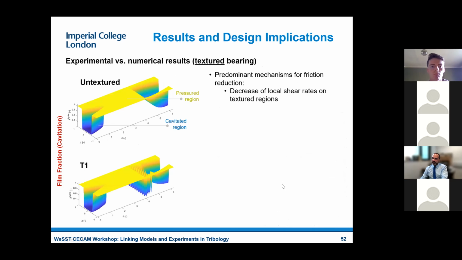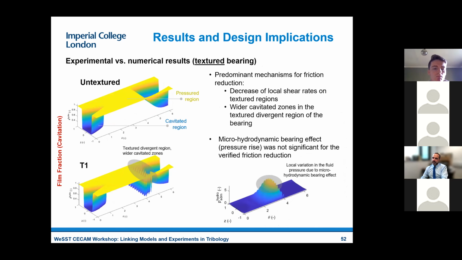And if you look at this in 3D, this is actually roughly what happens. So this is the volume fraction of the system. This is a cavitated area. And as you can see, the texture affects the cavitation deeply. You get wider cavitation zones, and these are definitely responsible for the decrease in shear rather than, for example, a change in the pressure. The pressure doesn't rise at all, so you don't have an increased liftoff. In this case, it's all due to shear reduction.